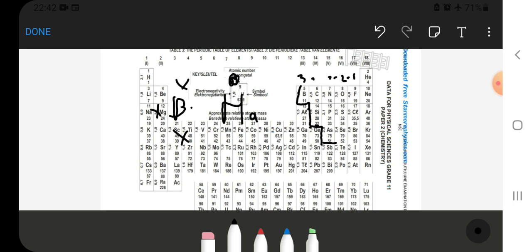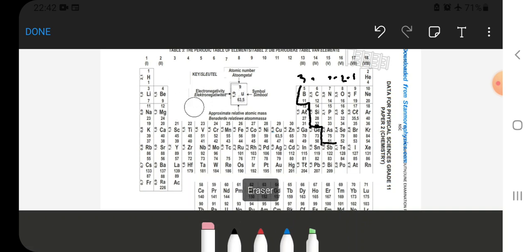So that B can at least be fully saturated like that. And this one will have no valency electron. Now let's get back to chemical bonding.